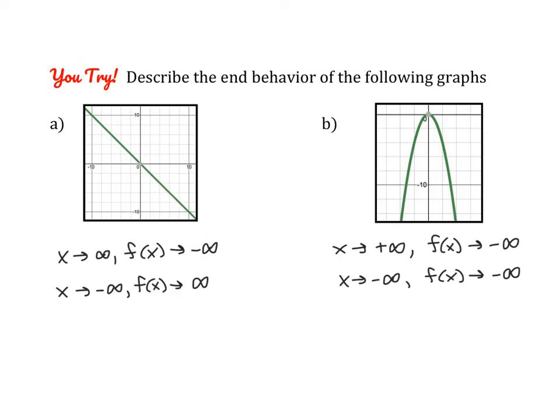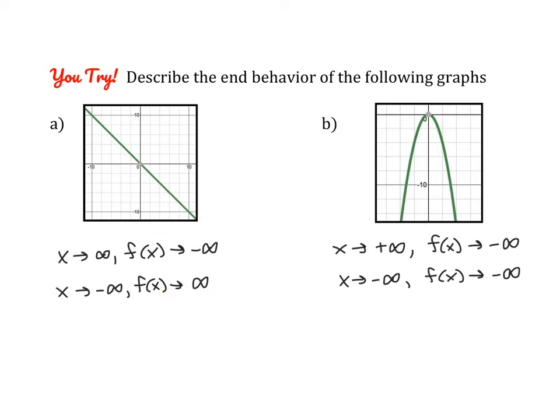Okay, let's have a look. So for the first graph, you can see that moving towards the right, our graph is going down. So as x approaches positive infinity, f of x approaches negative infinity. And then moving towards the left, our graph is going up. So as x approaches negative infinity, moving towards the left, f of x approaches positive infinity.